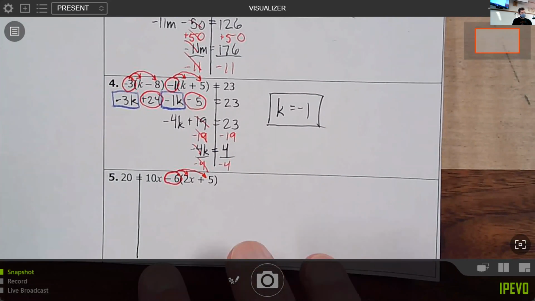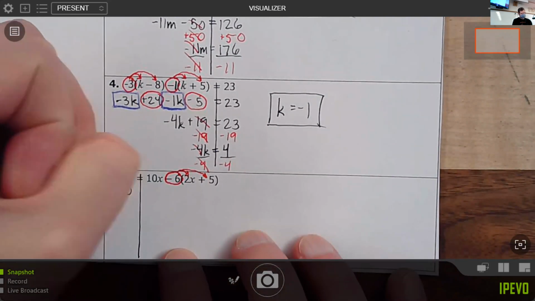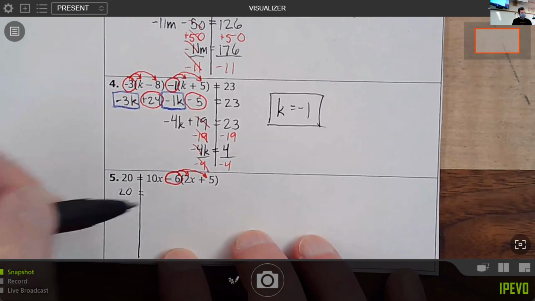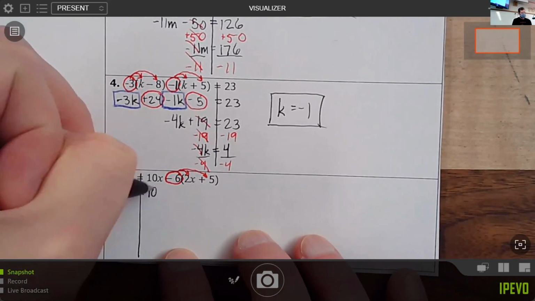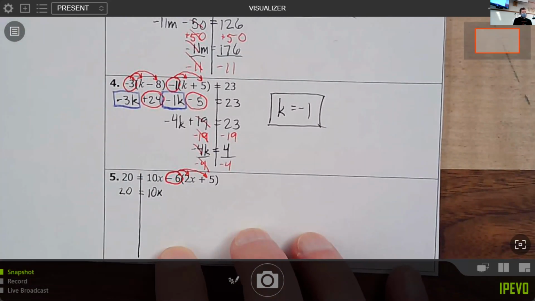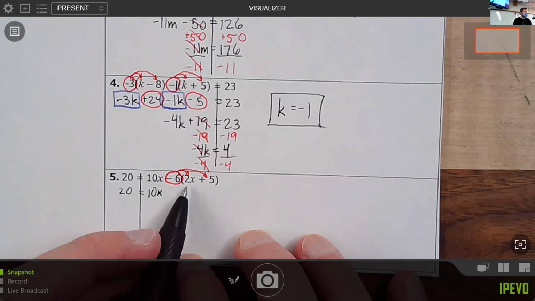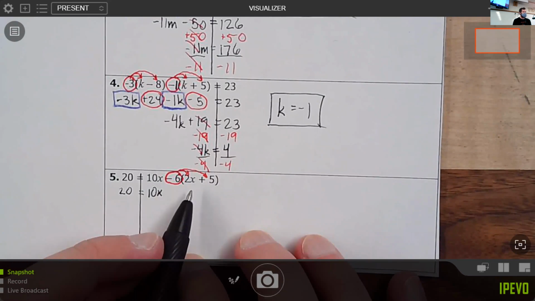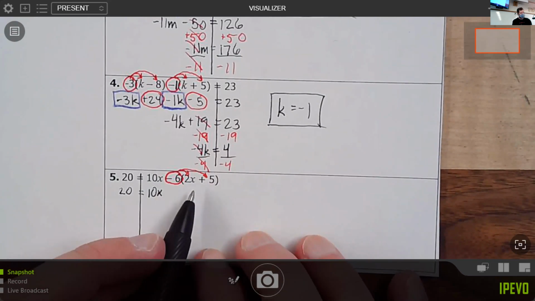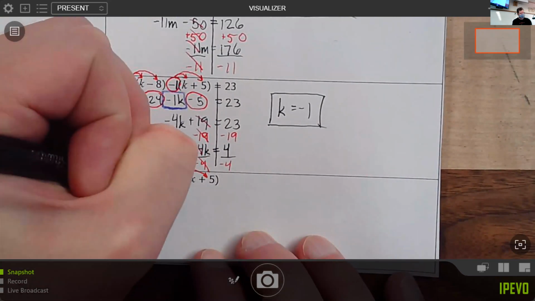So our next step, we haven't done anything with this 20. There's our equal sign. We haven't done anything with the 10x either. We have done something with this -6. We're multiplying it by 2x. So -6 times 2 is -12, with an x is a -12x. I'm just going to write -12x.